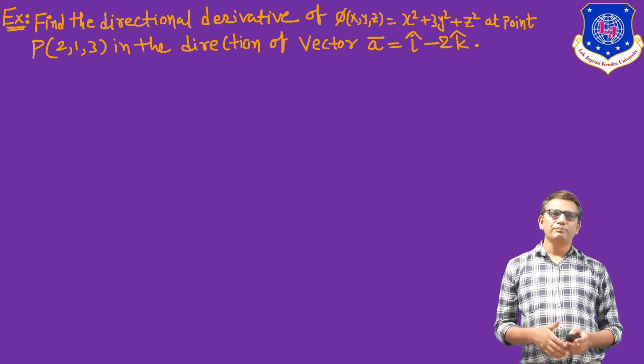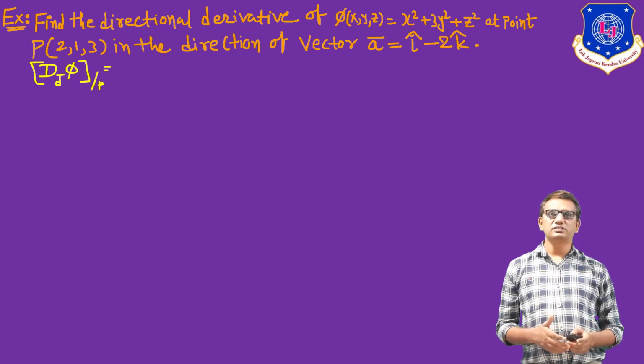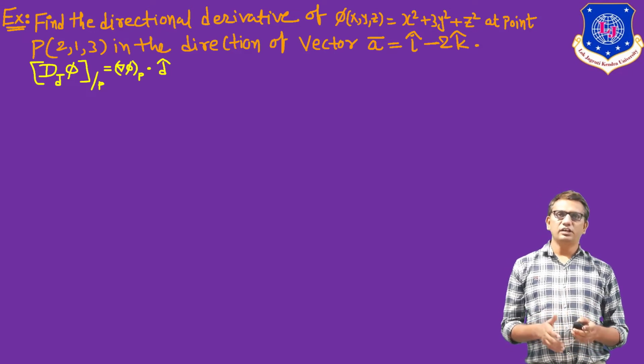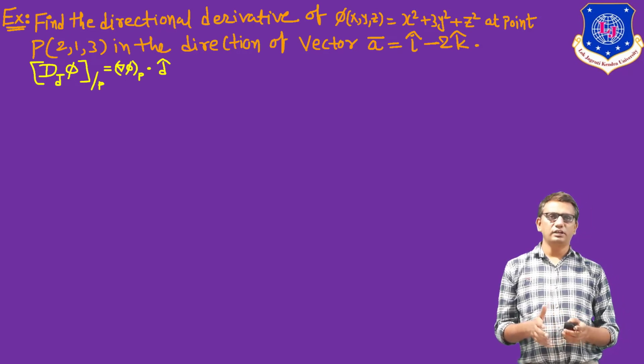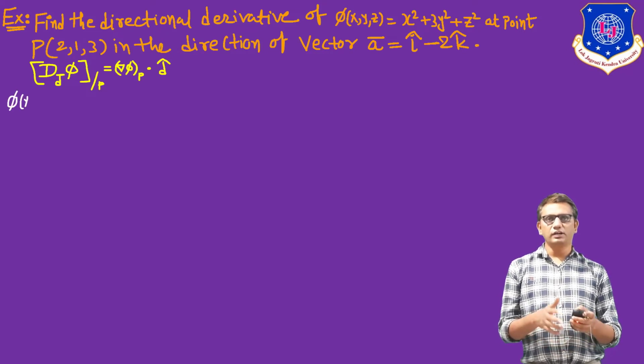Here we have a function x squared plus 3y squared plus z squared at the point (2, 1, 3), in the direction a bar equal to i minus 2k. Now we will first recall the definition of the directional derivative: D phi in the direction of d at point P is del phi, that means the gradient of phi at point P, dot product with d caret. Here phi is our scalar valued function, and we will find the gradient of it, and the direction is already given. Here d bar is our a bar.